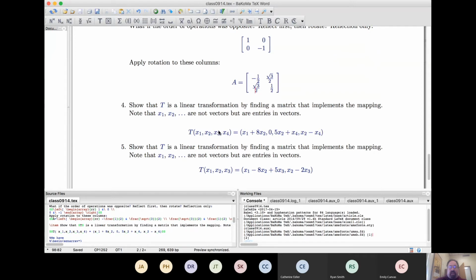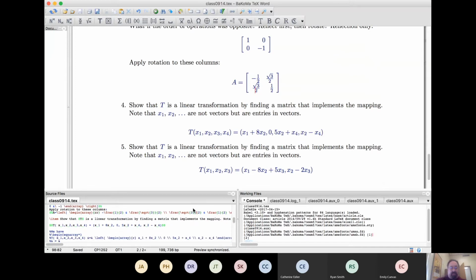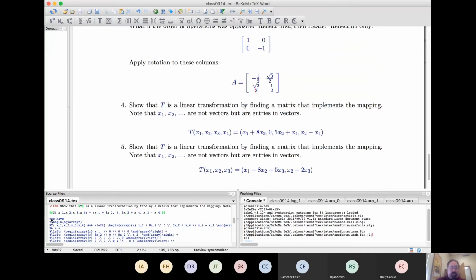Now, here we have a transformation that transforms vectors in 4-dimensional space. We have 4 components here, because when you look at the result, we have 1, 2, 3, 4 components. So if it is possible to describe this transformation as a matrix vector product, then we can conclude that it's a linear transformation. That's really what this problem and the next one are about.